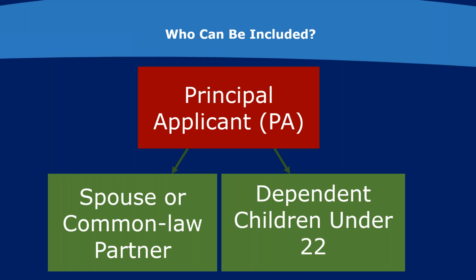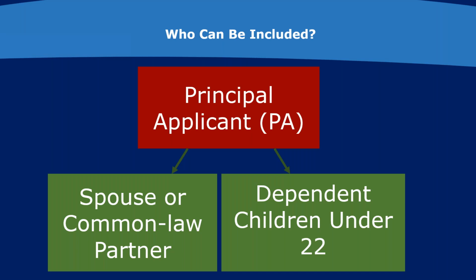So just a quick note on IRCC's definition of a family: you have the principal applicant's spouse or common law partner, and any dependent children under the age of 22. Dependent children of the principal applicant's dependent child can also be included on the same application package, provided they are under the age of 22.